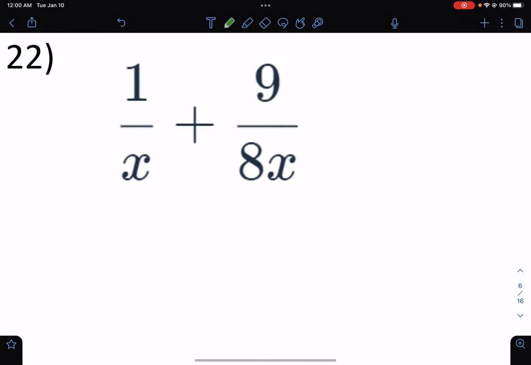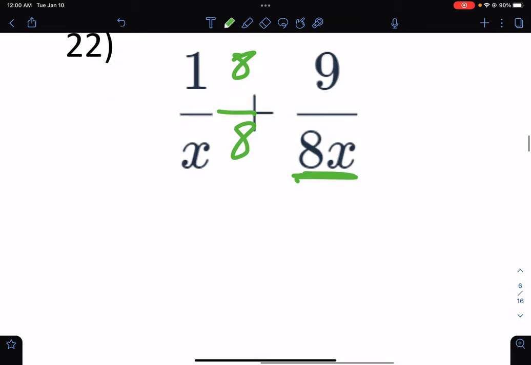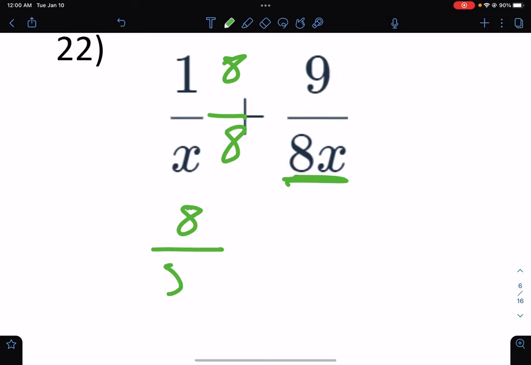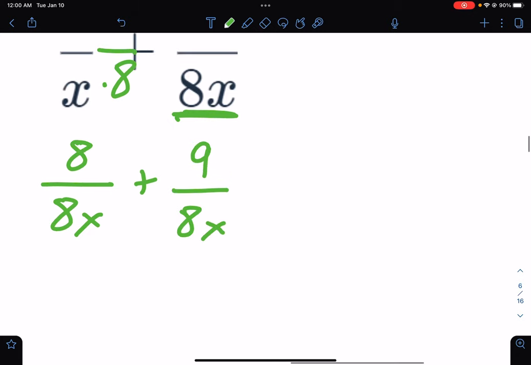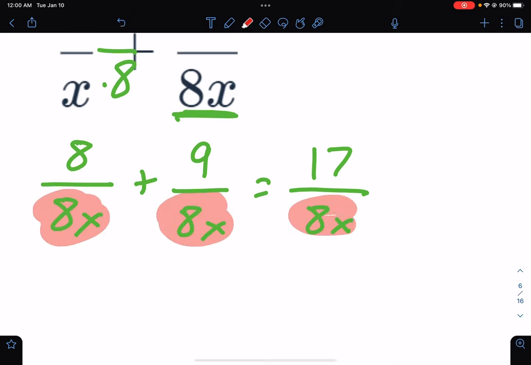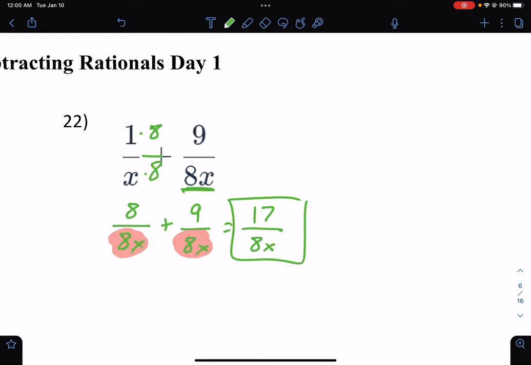If I multiply this first one by 8 over 8, I'm going to end up with an 8x on the bottom, which is going to be the exact same denominator as the second fraction. So I end up with 8 over 8x, because I do 8 times 1, 8 times x. And then I don't do anything with this second one. It's good to go. Now, in this case, I can just combine like terms on the top, which is going to give me 17 all over 8x. Keep in mind, when you're adding and subtracting fractions, the denominator just stays the same. So our answer here would be 17 over 8x.